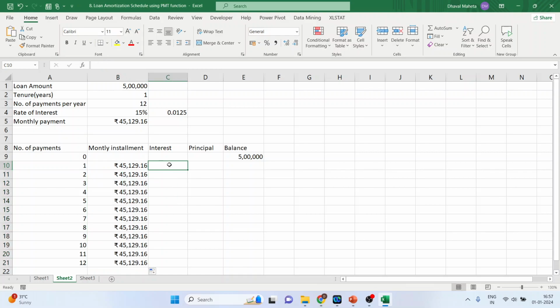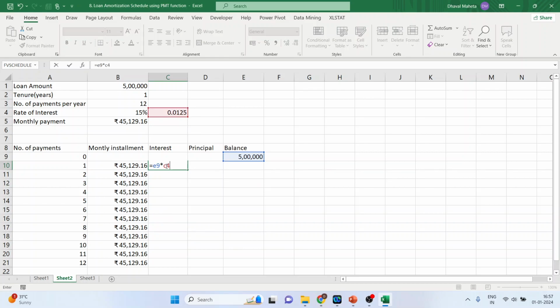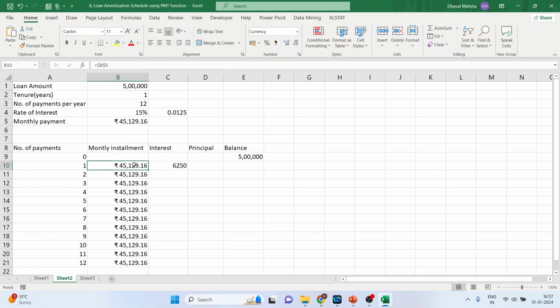What is the interest which I will be paying in the first month? Because these are months, it will be E9 on the basis of the outstanding amount times the interest C4, and it will remain constant. So function F4, enter. So in the first month, this is the EMI which you have paid, and in this EMI, the amount of interest is this much.